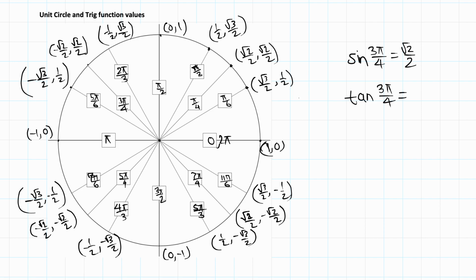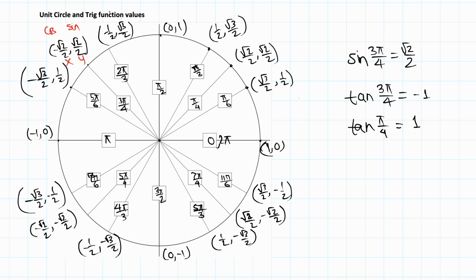So the first is always x, second is y. The first one is cosine, second is sine, and tangent is in fact sine over cosine. So we divide this by this. They are the same, but one of them is negative, so this is negative 1. If we do tangent pi over 4, the same means the ratio would be 1. So for tangent this should be 1.